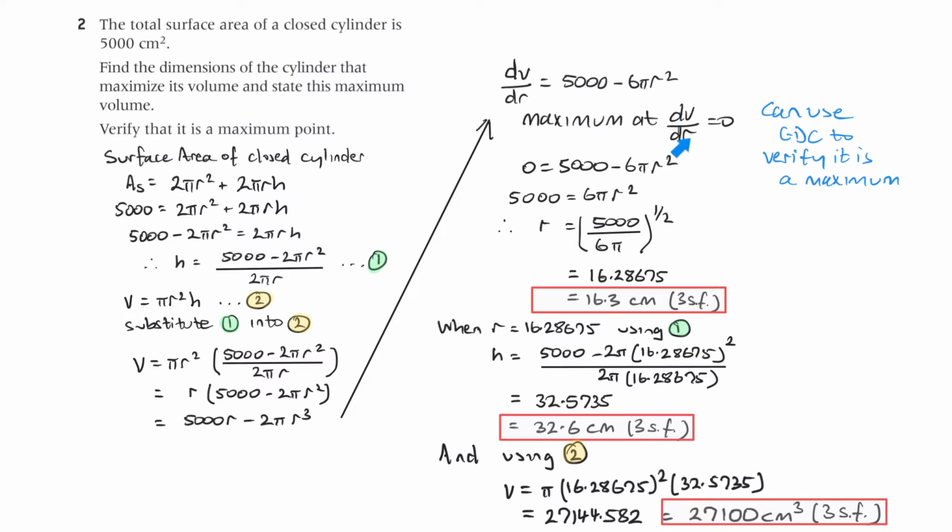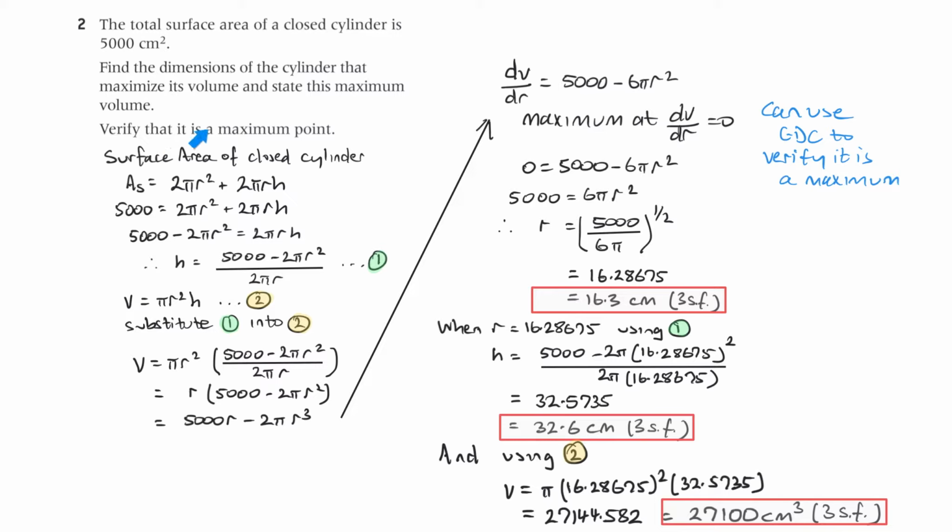Okay, the maximum is when dV dr equals 0. So we substitute 0 in for dV dr, and we get that. We resolve it to r equals 16.28675, which is 16.3 centimetres to 3 significant figures. So when r equals that, we're going to use 1 over here. We put r in and find h. We substitute 16.28675 into here and here, and we find a value of h, which is 32.5735, which is 32.6 centimetres to 3 significant figures.